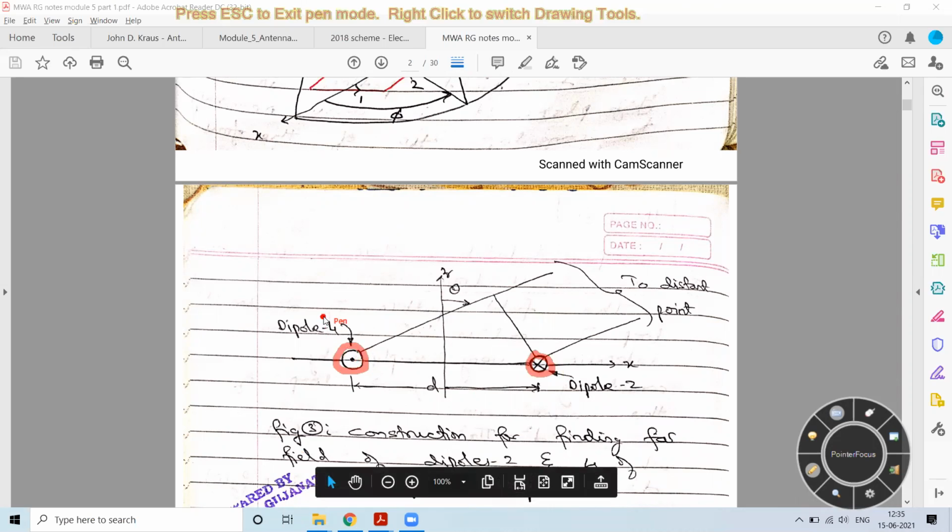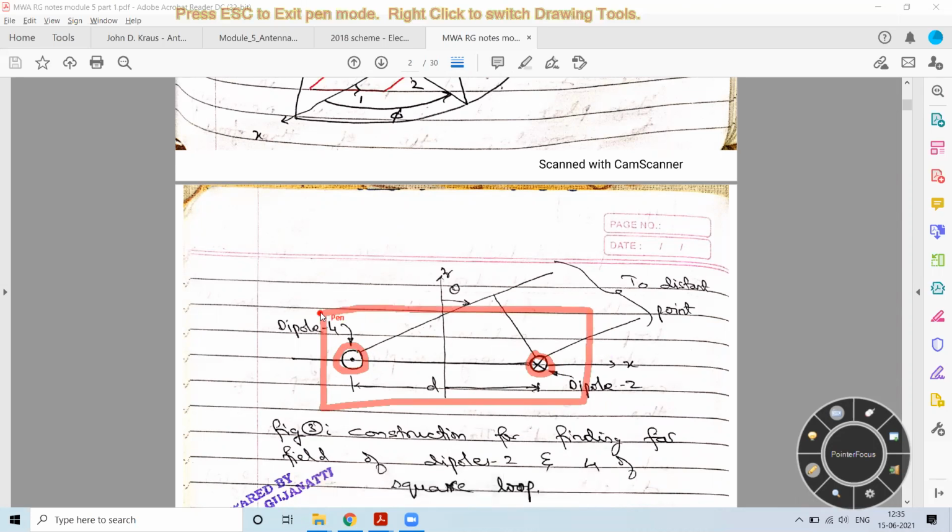Now in this case, these are the conditions we had discussed in the previous sessions. That is, an array of two isotropic point sources. But now instead of isotropic, we are looking at dipole sources. That is, the antennas under consideration are the dipoles.